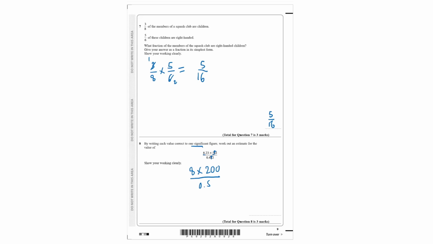And we can see that 8 times 200 is 1,600 divided by 0.5. We can simplify this by multiplying both sides by 2 to get rid of the denominator, times 2, times 2. So this equals 3,200 divided by 1, or simply 3,200.